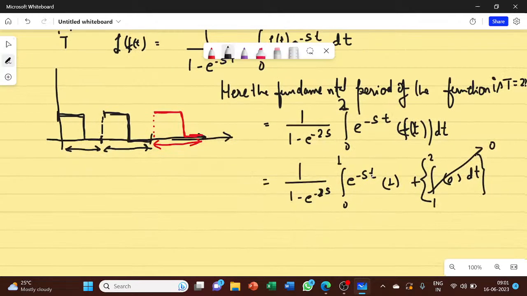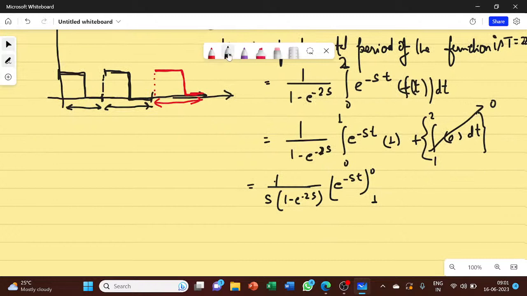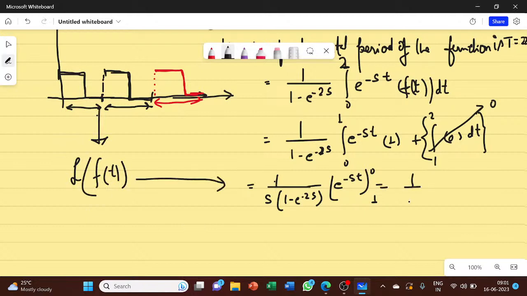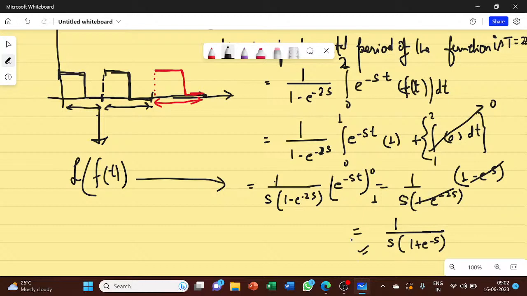And what will be the answer to this integration? I think if you remember, the integral of e to the power minus st would be minus 1 upon s. So I'll write 1 upon s only here, with 1 upon e to the power minus 2s here. And for e to the power minus st, I'll reverse the integral limits to compensate for that minus. And eventually the Laplace transform of this particular pattern, or you can say periodic function, whatever suits you, is equal to 1 upon s, 1 minus e to the power minus 2s, into 1 minus e to the power minus s. If you cancel this, you will get 1 upon s into 1 plus e to the power minus s. So this is, I think, the answer to this particular question.